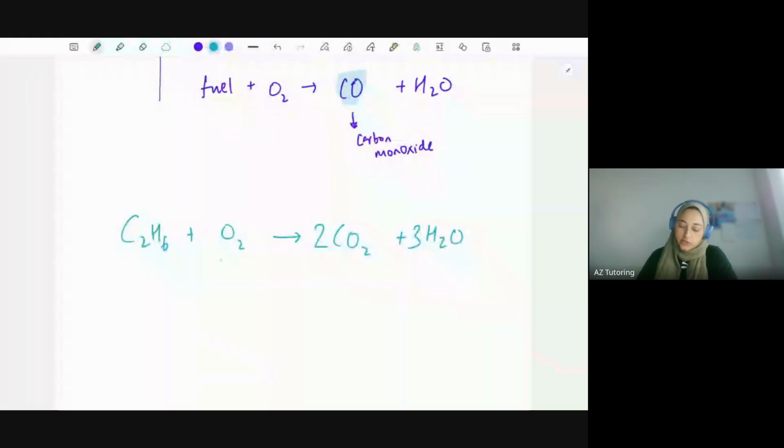Now let's look at oxygens. We've got 2 oxygens on the left-hand side. On the right-hand side, we've got 4 here, because 2 times 2 is 4, and we've got 3 here because 3 times 1 is 3. So we've got 4 plus 3, which is 7. So how can I change this 2 to a 7? Well, I can times by 3.5. So just put 3.5 there in front.